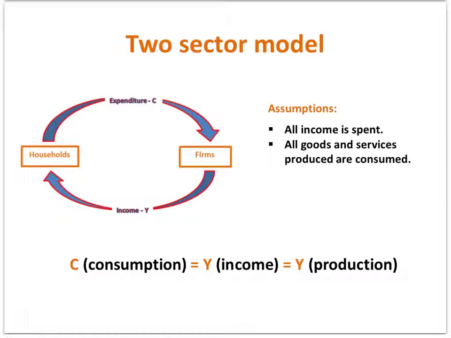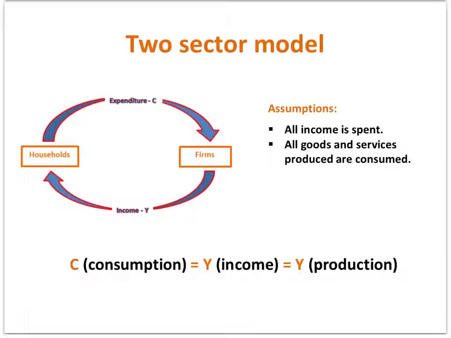This is because I'm looking at the whole economy, and I want to see the total consumption, total income, and total production in an economy. So I'm using money as a common denominator for consumption and production of different goods. This model is based on two assumptions. The first one is that all income is spent, and the second one, all goods and services that are produced are consumed.